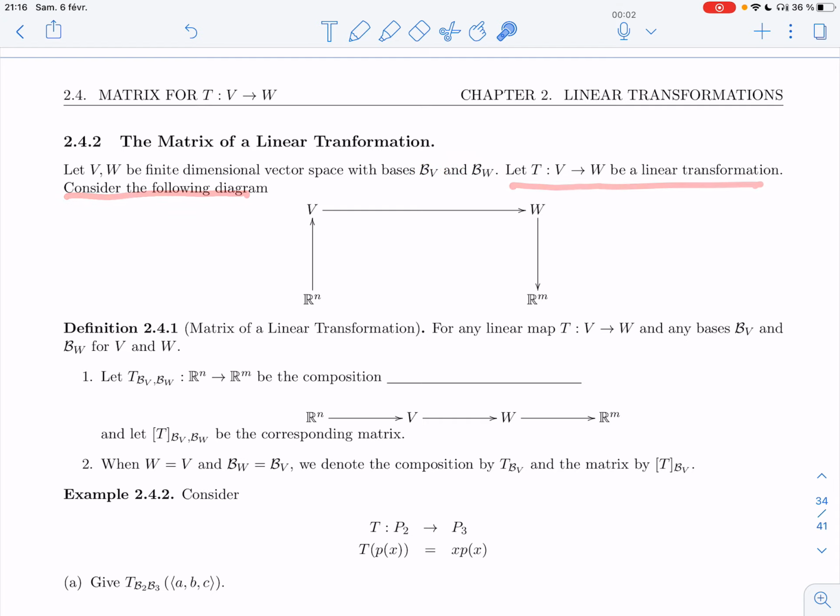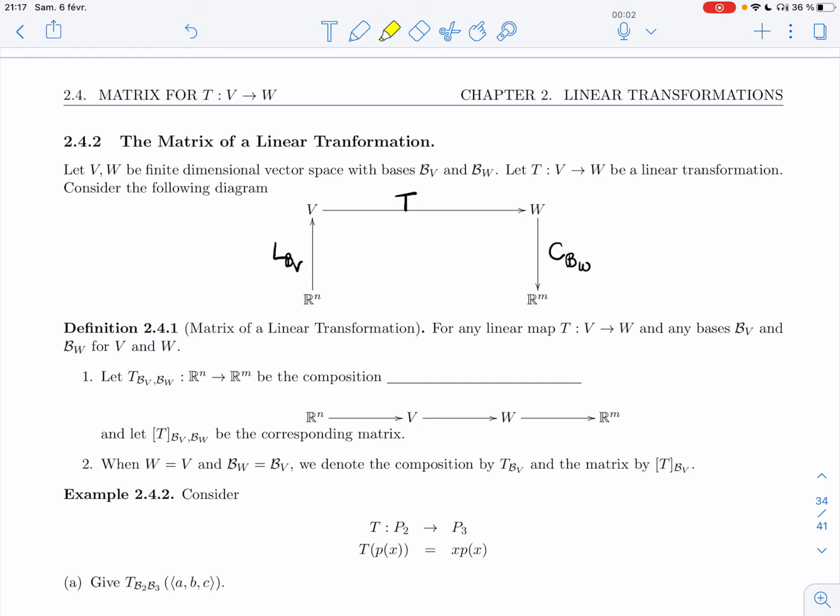Consider the following diagram. I have my map T here from V to W. Having picked a basis for V gives me an isomorphism between V and Rn. That means I can go this way and I can go that way. So I choose to go this way. From Rn to V, that's the linear combination map, L of BV. Having chosen a basis for W, I have an isomorphism between W and Rm. So I have one that way and one that way. I'm going to use the one going down, and that's the coordinate map for BW.